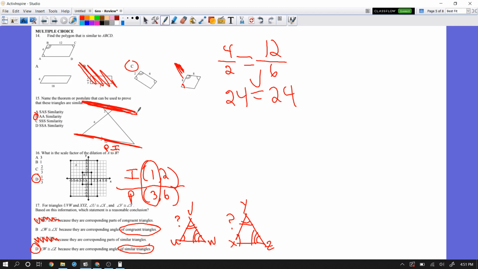Parallel lines, again, this is the big one for you. If you see parallel lines, you know that they're similar, and you're going to go with angle, angle. Don't try and get complicated.